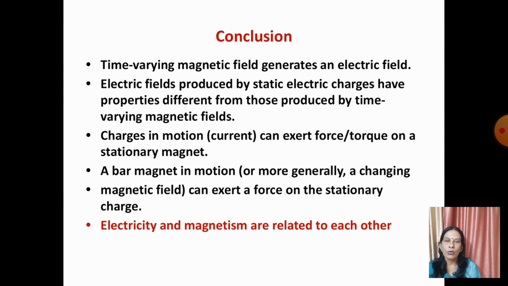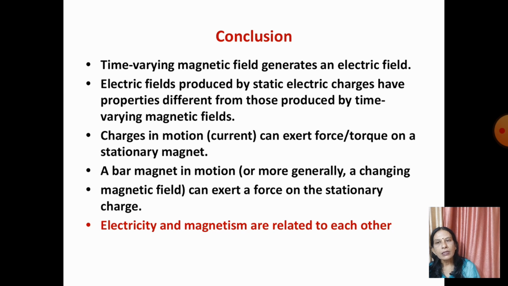So this is all about the topic. Let's have a conclusion. The time varying magnetic field generates an electric field. Electric field produced by static electric charge has properties different from those produced by time varying magnetic fields. So the electric field of a static charge is different from the electric field we get due to a time varying magnetic field. Charges in motion, that is current, can exert force or torque on a stationary magnet.